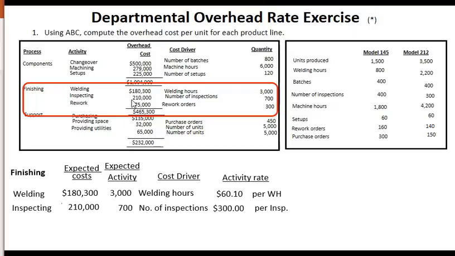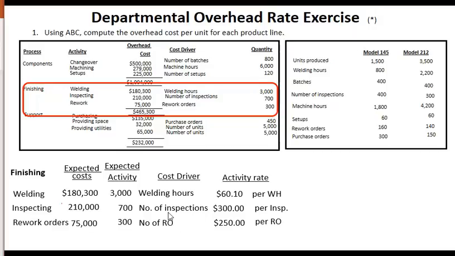Inspecting then, $210,000 divided by my number of inspections, which is a cost driver, and the expected activity is going to be 700. So 210,000 divided by 700 comes out to $300 per inspection. For finishing, my rework is $75,000. My expected activity is 300 based upon the cost driver of rework orders. So the cost per rework order is going to be $250.